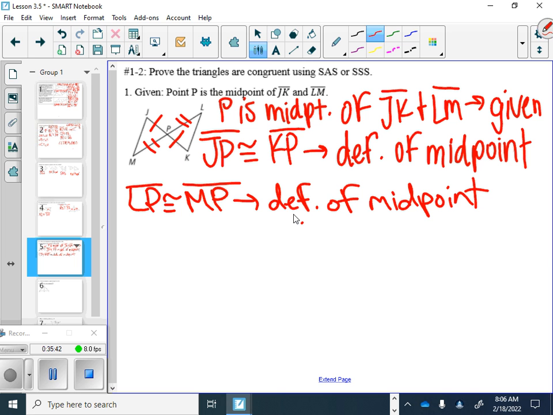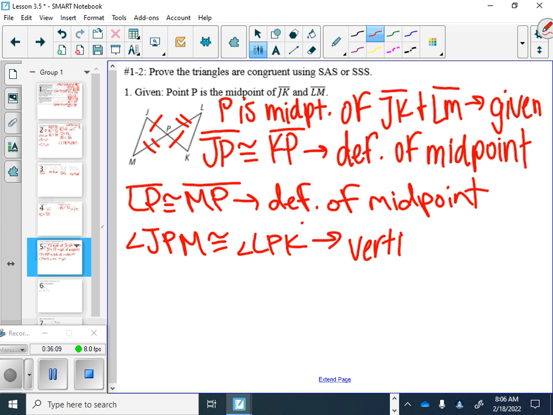They're vertical. Notice, I have intersecting lines. Opposite angles are congruent. So I can say, how did I say it on here? Yeah, exactly how you said it. Angle JPM is congruent to LPK, and I can say that because they're vertical. Just like Callie said, perfect. Vertical is going to come up a lot. Vertical and supplementary are going to come up over and over and over again.